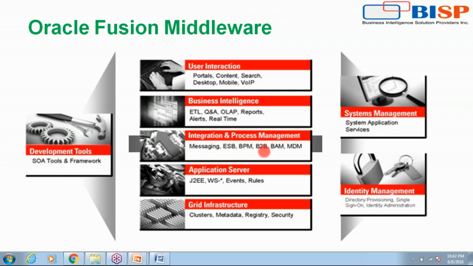So if you don't know all this terminology, you can leave it for now, but just understand these are all part of your Oracle Fusion Middleware, and it is available in almost all aspects, be it development, user interaction, BI, integration or process management, application server, grid infrastructure, system management, or identity management. So if you want to use any of these products, Oracle Fusion Middleware serves that purpose, and it has a product available for each of these.